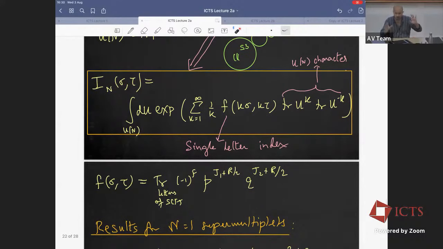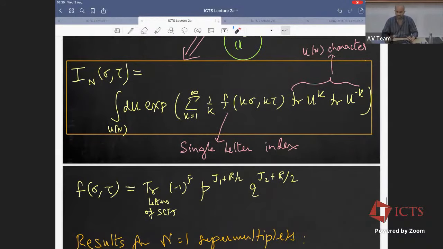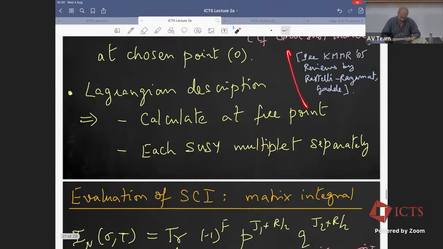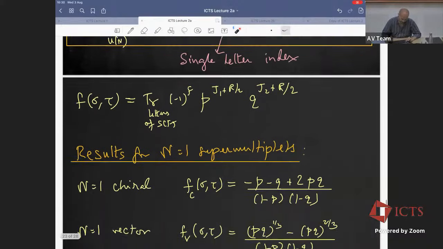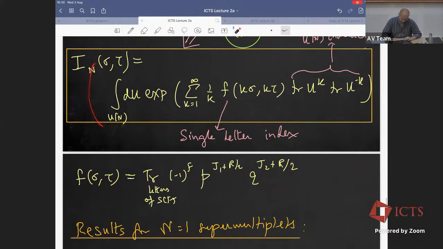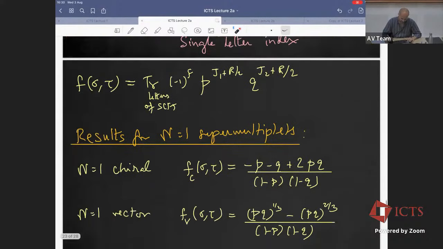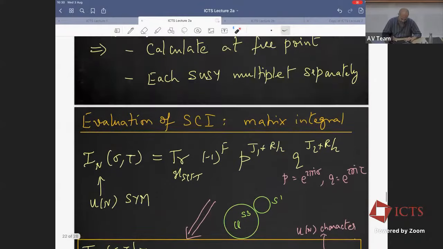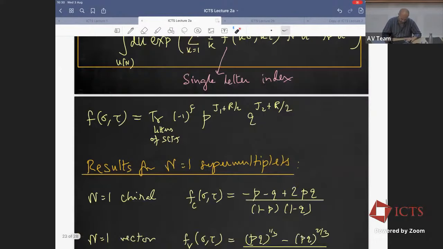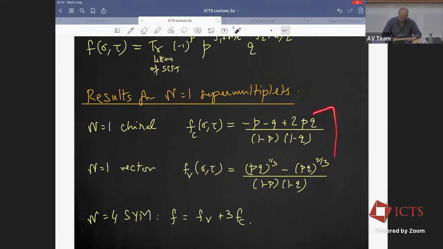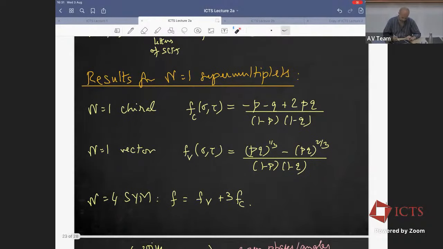As I said, if anyone wants to discuss this after the talk, I'm happy to explain this, but it's fairly standard stuff. Look at these reviews. All right, so I'll take that as a given formula, and also that for N=1 supermultiplets, these are the answers. As I said, you only have to do it multiplet by multiplet. The answer is some simple rational function of p and q. And so for N=4 super Yang-Mills, you just add one vector and three chirals in the N=1 language.